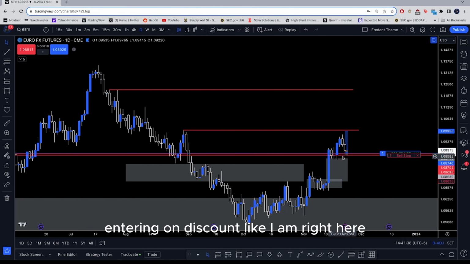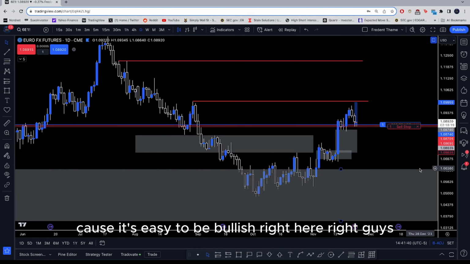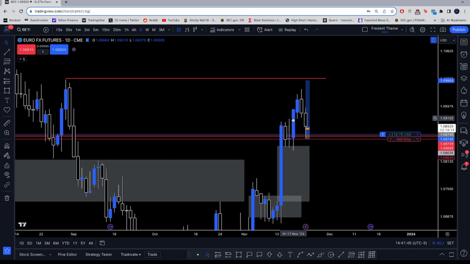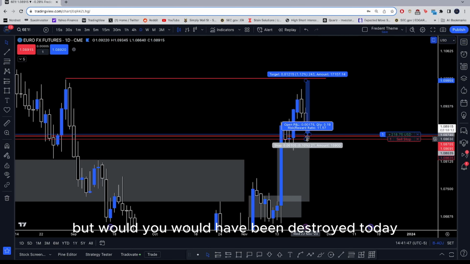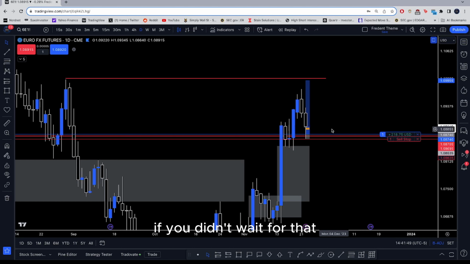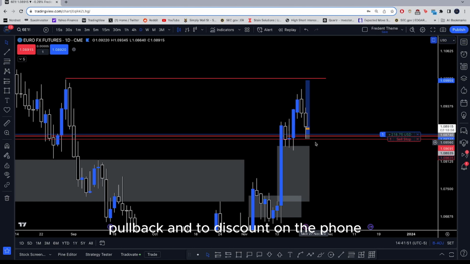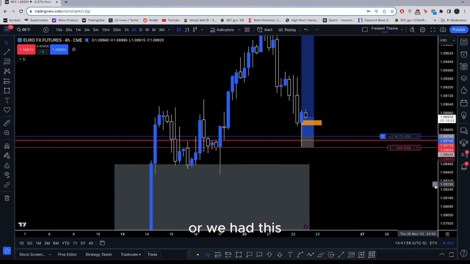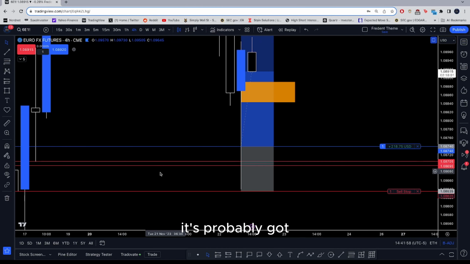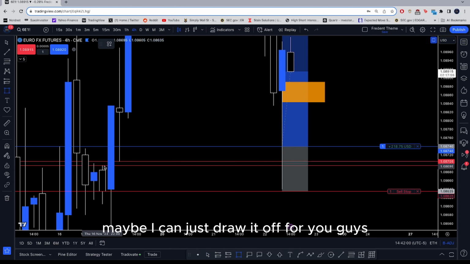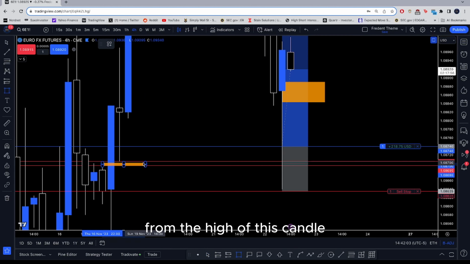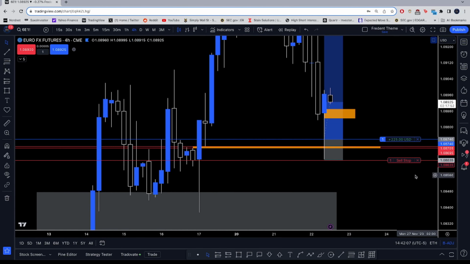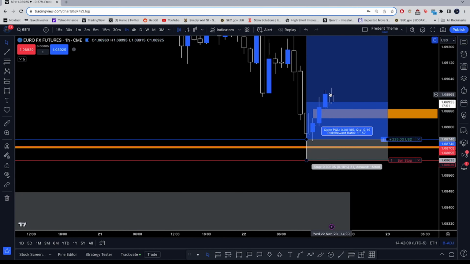Entering on discount like I am right here, because it's easy to be bullish right here, right guys, and just enter here. But you would have been destroyed today if you didn't wait for that pullback into discount on the 4-hour, where we had this fair value gap. Maybe I can just draw it up for you guys. From the high of this candle to the low of the next candle, boom, fair value gap. We enter and boom, immediate rejection.